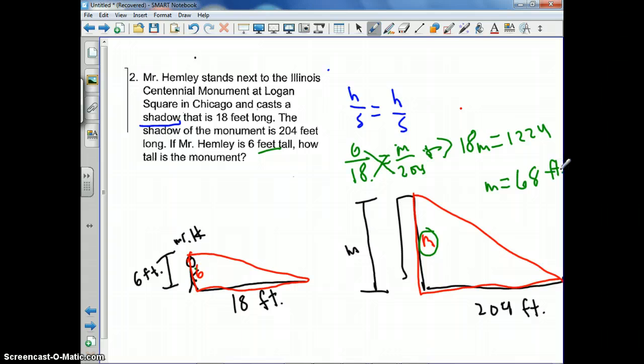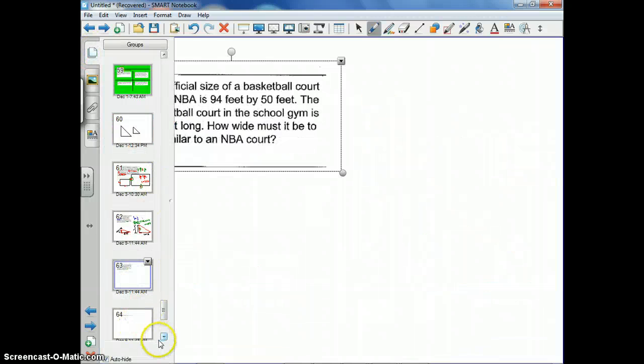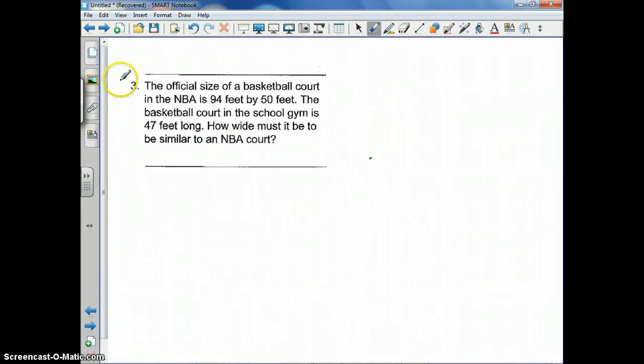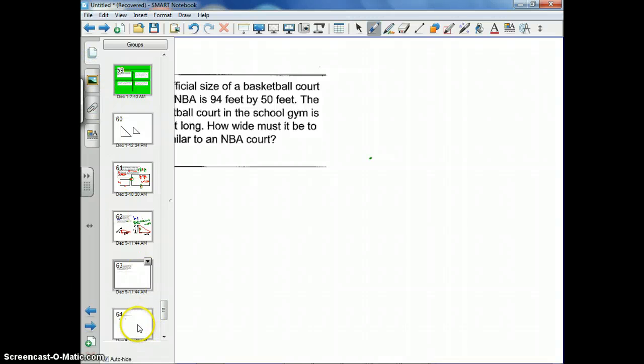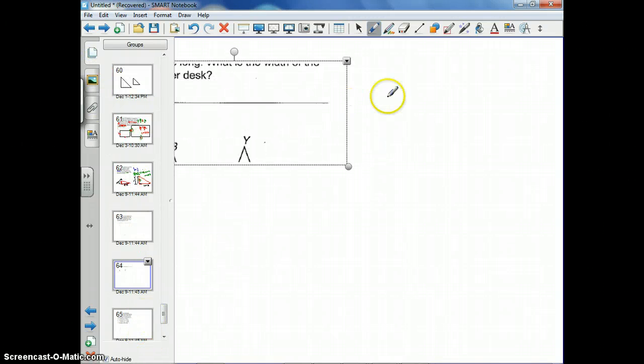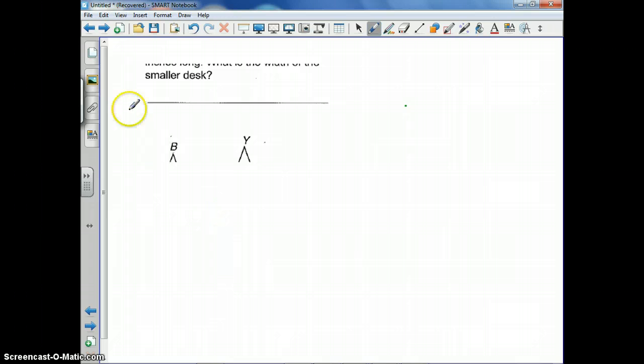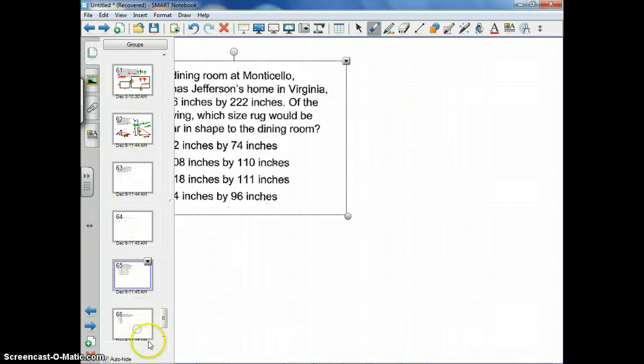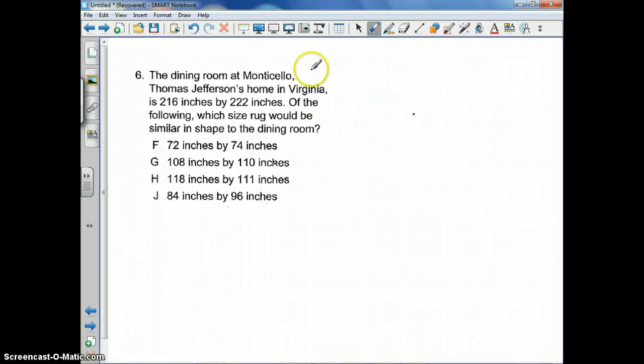Any questions? That's called indirect measurement because we measured the monument without actually measuring the monument. We used other measurements to find it. Yes, sir. Does it matter how long the shadow has to be? Can you do any line? Your drawing is just something to look at to help you, so your drawing doesn't have to be perfect. Okay, that's what you're asking. You should be good without it.